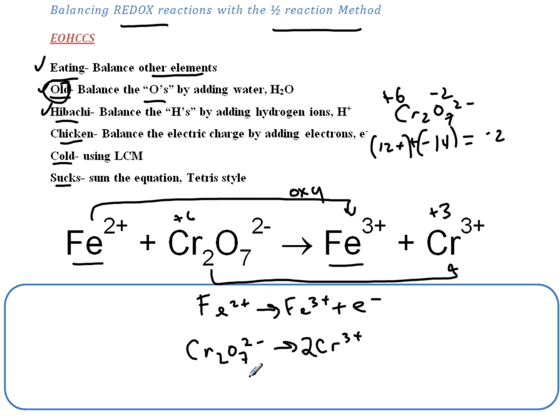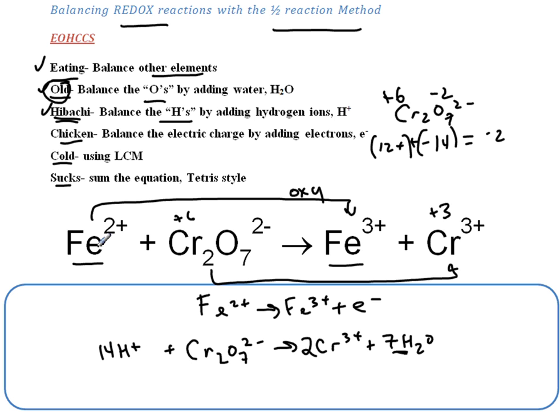Old stands for balancing oxygen. I have 7 oxygens right here, 0 here, so I'm going to add 7 waters to balance out the oxygen. Hibachi stands for balancing the H's. At this point right here, I have 14 H's, so I come over to this side and I add 14 H plus.